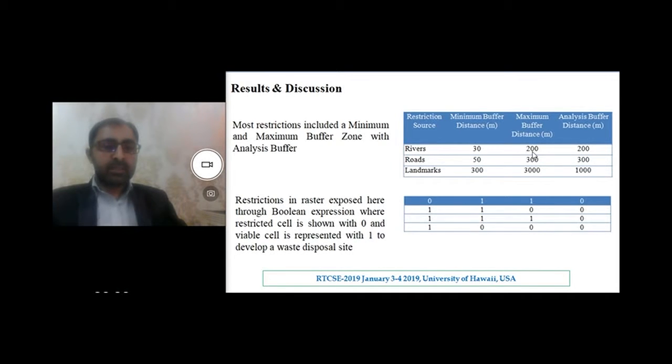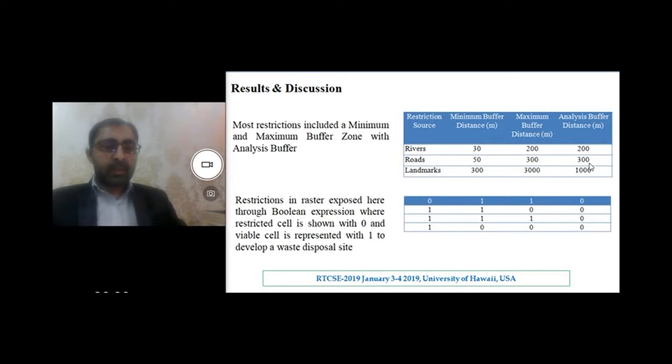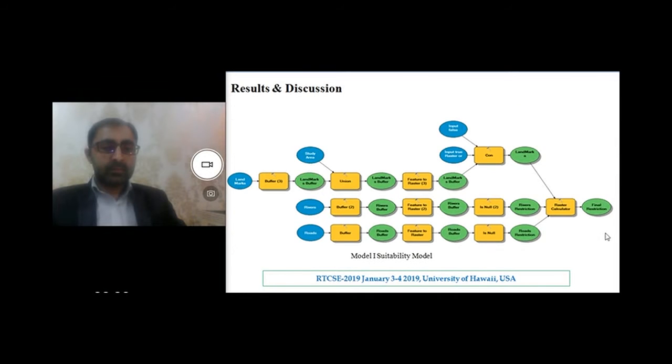Actually, this table shows the restriction of the source, minimum buffer distance in meters, and maximum buffer distance in meters, and we have analyzed the buffer distance. Minimum 30 meters buffer is required, maximum is 200 meters, but we have applied a 200 meter buffer on the rivers. In the same way we have applied 300 to 3000. We have applied a 1000 meter buffer on the landmarks.